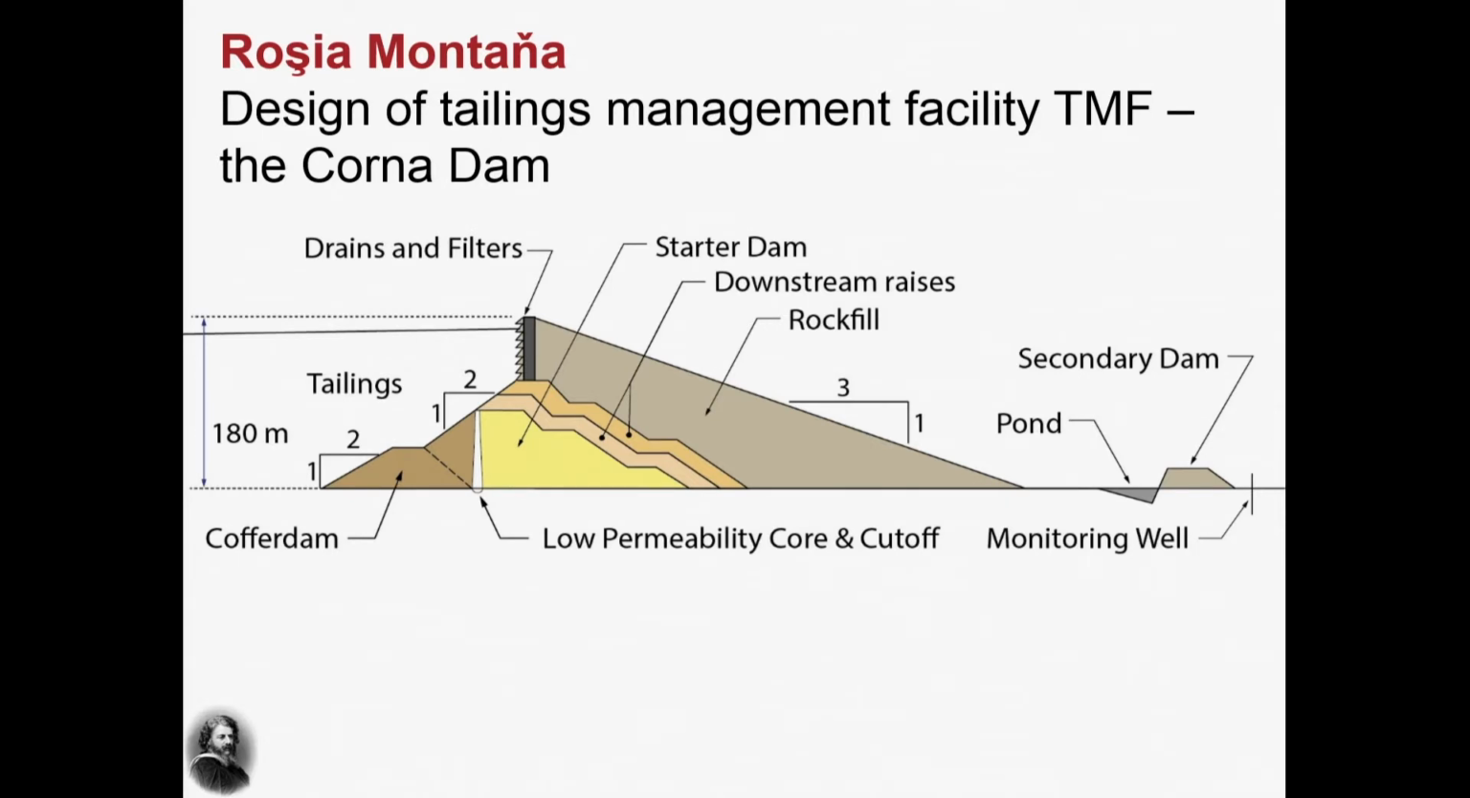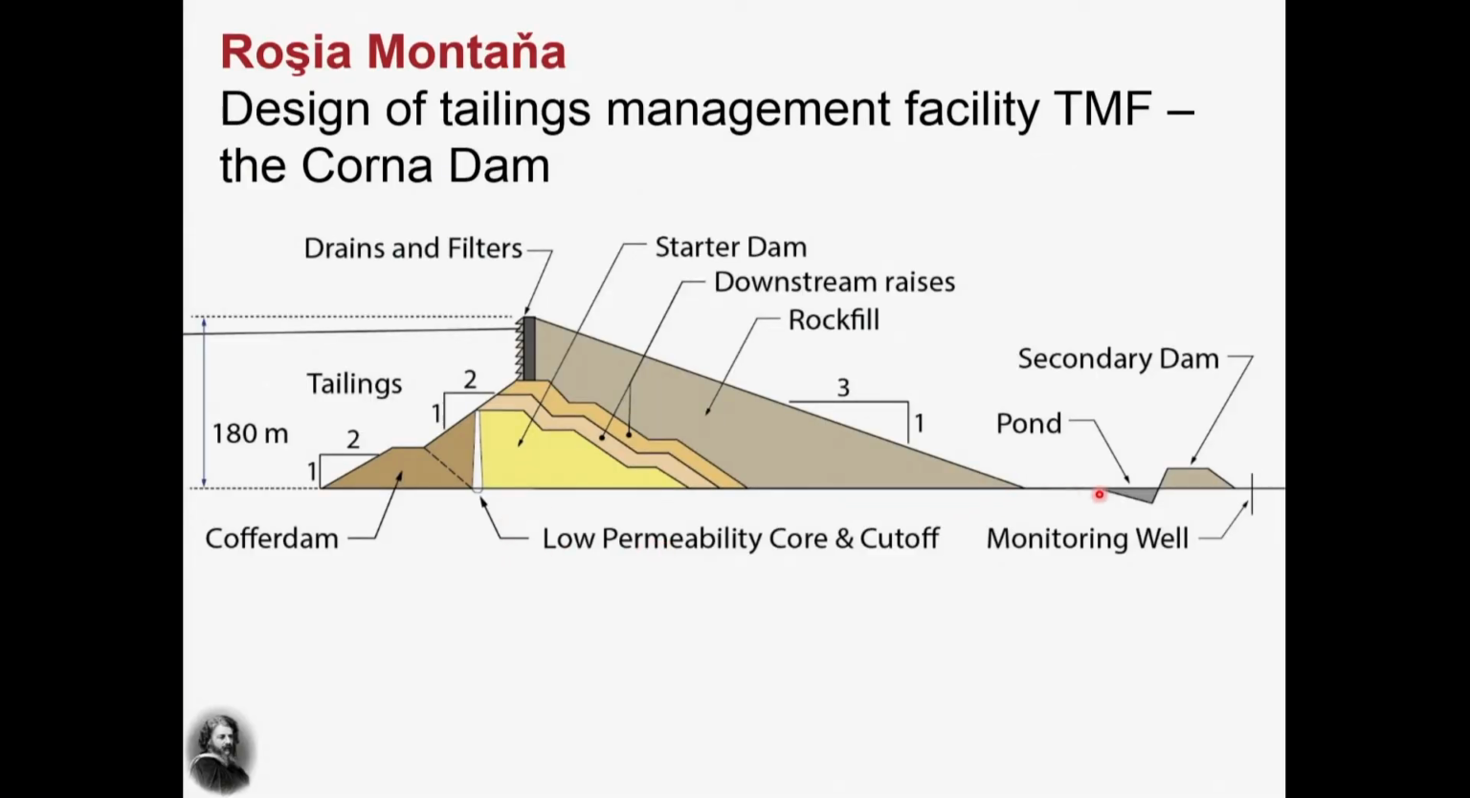It has a starter dam, this part here, then 2 downstream raises, and then the final dam, which is a very, very high quality rock fill, which is a bit exceptional for this type of dam. But also, it's considering that when you have the tailings of a gold mine, you have all kinds of nasty stuff, including arsenic, which you do not want to escape. There is also a secondary dam to catch any flow that might come, and the tailings are to be stored here.